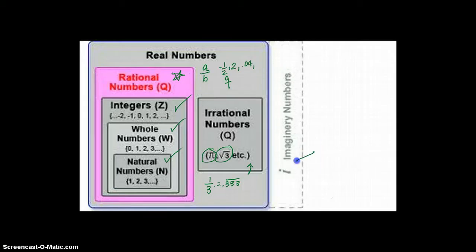This last group is the imaginary numbers. You won't work with imaginary numbers until Algebra 2, but it's good to know that they exist. The most common one is going to be the square root of -1. Just being familiar that there are imaginary numbers is good. We will not work with imaginary numbers in this class.